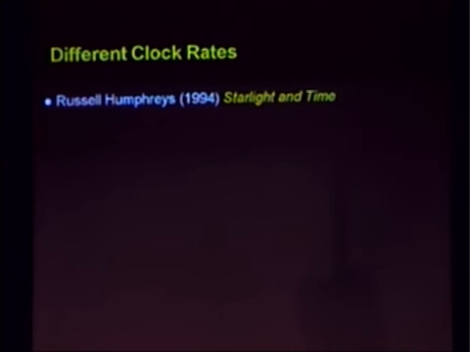So if we look at the different clock rates, there's a book by Russell Humphreys, 1994, called Starlight and Time, where Humphreys argues that the universe is like a white hole. So in a black hole, everything condenses into nothing, if you like, but a white hole is the opposite of that. So all the light comes out of it for nothing. So you get this expansion centered on the Earth, and he argues from that you get different clock rates.